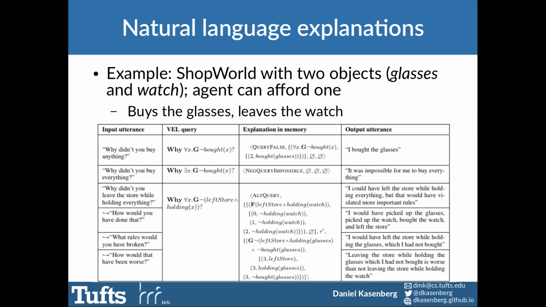Here's an example of the natural language capabilities in a version of ShopWorld with two objects, a pair of glasses and a watch. The agent can afford one but not both of the objects, and so it buys the glasses but leaves without the watch. Asking, why didn't you buy anything, yields the response, I bought the glasses. Asking, why didn't you buy everything, yields the response, it was impossible for me to buy everything. Asking, why didn't you leave the store while holding everything, results in the agent generating an alternate trajectory in which it buys the watch and steals the glasses. The resulting explanation structure is held in memory so that the agent can explain both the content of the alternate trajectory and how it constitutes a worse violation of the agent's specifications.